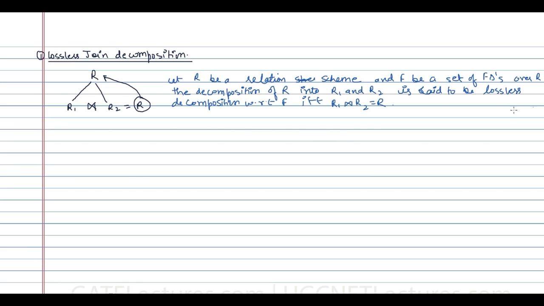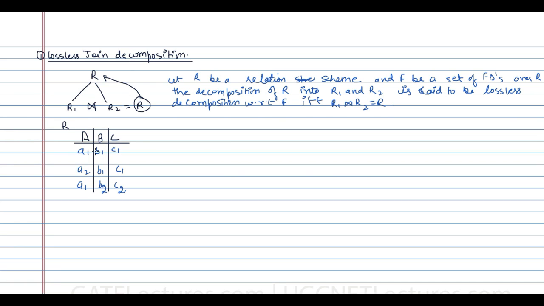Now let us take this example. Assuming that we have this relation R, which has the attributes A, B and C, and these are the values of these attributes: A1, B1, C1, A2, B1, C1, A1, B2 and C2. These are the values which are stored in this relation R.